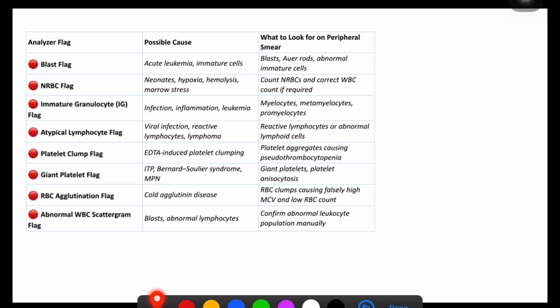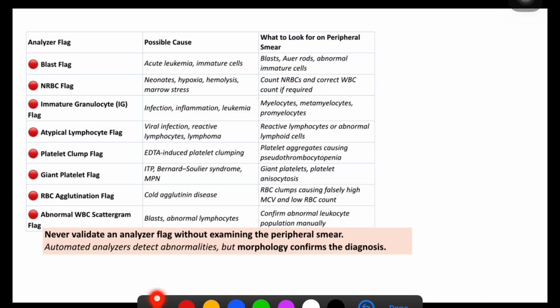to diagnose the pathology. You go through this flag, because these flags never validate without examining the peripheral smear. They detect abnormalities, but morphology confirms the diagnosis. So ultimate answer is peripheral smear examination, but yes, we have to look for what the flag is suggestive of.